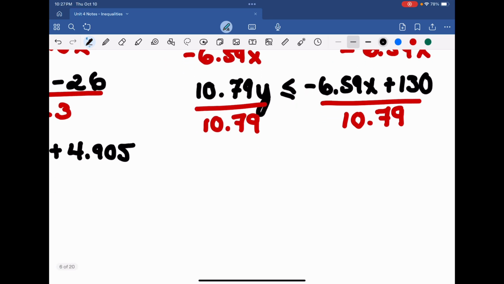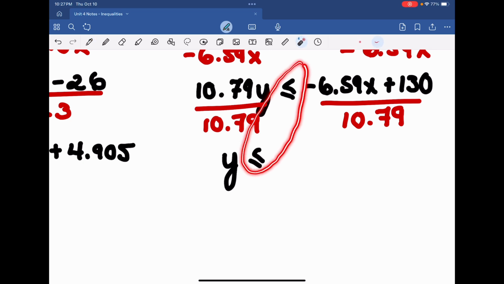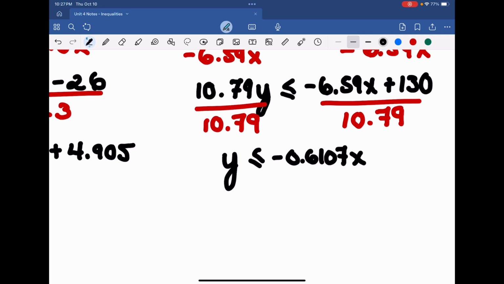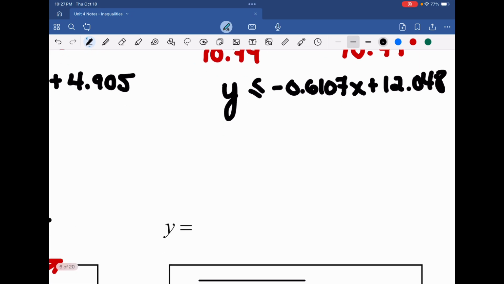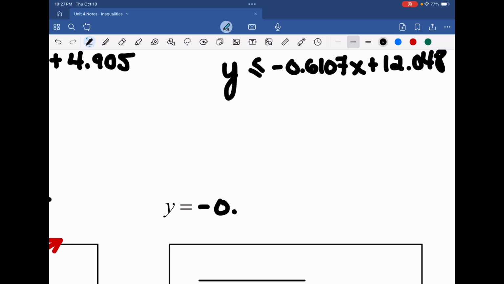By doing so, here's what my inequality becomes. y is less than or equal to. Do you notice how I kept the inequality in that same direction? It's because we divided by a positive and not a negative. Now we continue this on, and it's going to give us negative 0.6107 for x, and then for the y value, it's going to be positive 12.048. Okay, let's put this down for our y1. Our y1 is going to be negative 0.6107x. And then our y-intercept, or the constant value, is 12.048. In this situation, it's less than or equal to.